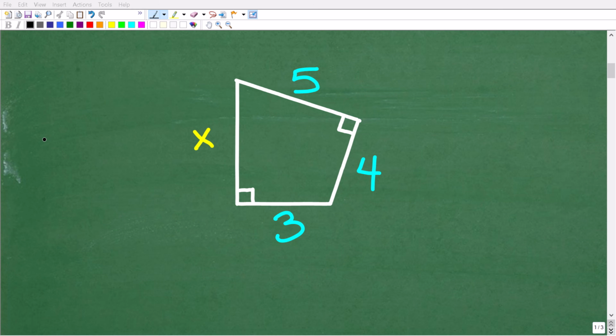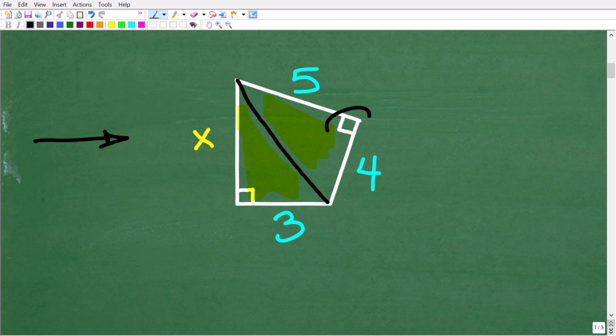So the key to solving this problem is not to think of this entire figure as one big quadrilateral. What we can do here is split this quadrilateral this way, and now we have two triangles. We have this triangle here and this triangle here.